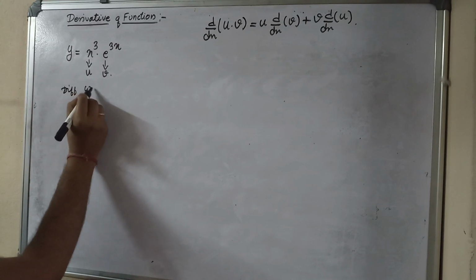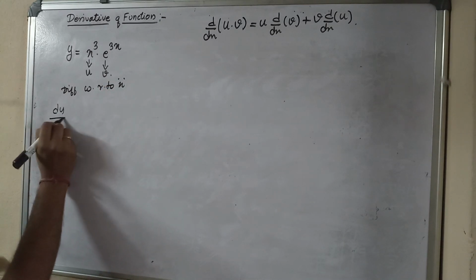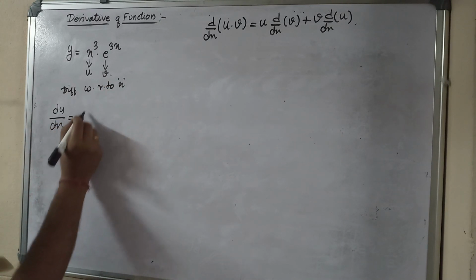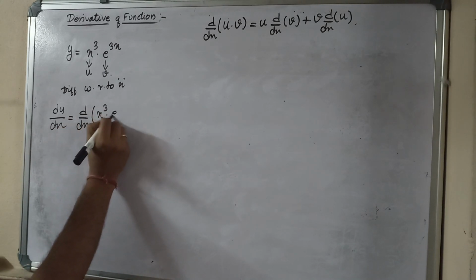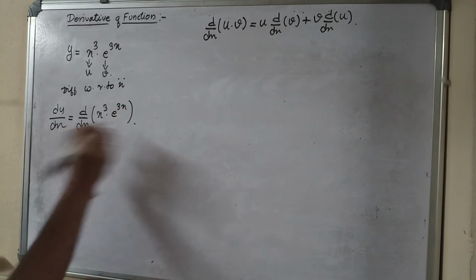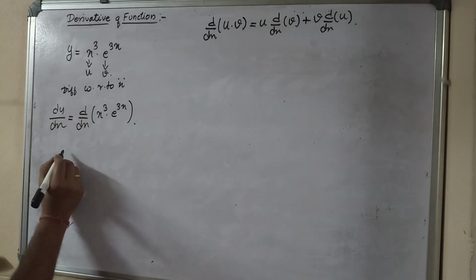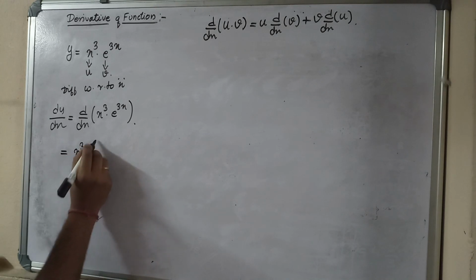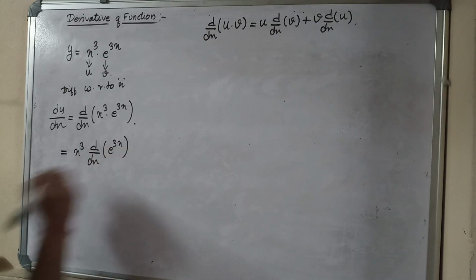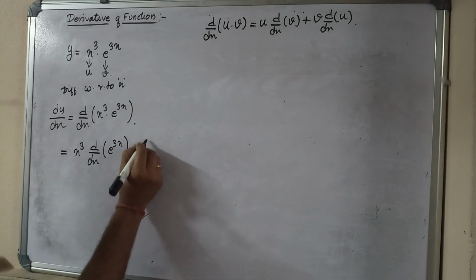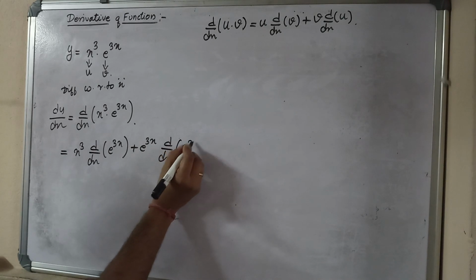Differentiating with respect to x, I'll write dy by dx equals dy/dx of x cubed into e to the power 3x. So this one is u, this is v. Now I'll use the formula: u dy/dx of v, e to the power 3x, plus e to the power 3x dy/dx of x cube.